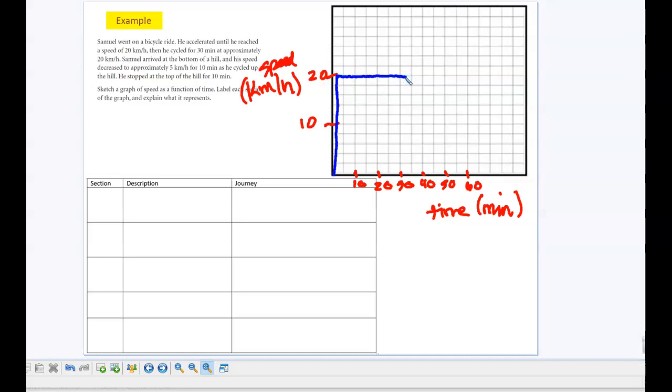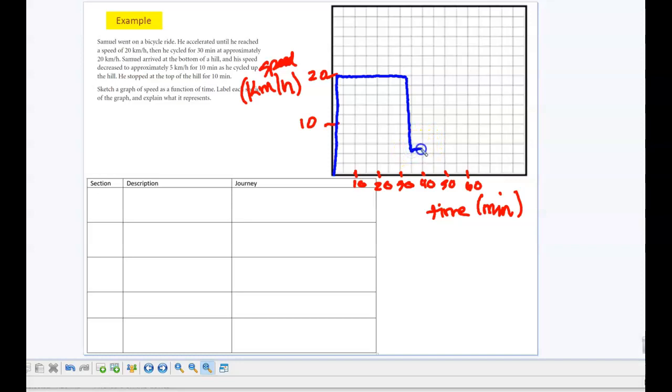And then it says he reaches the bottom of a hill and his speed decreases quickly to 5 kilometers. Okay, so 5 kilometers is going to be right down there. So it's going to be very quick down to 5 kilometers. And he cycles at 5 kilometers for approximately 10 minutes.